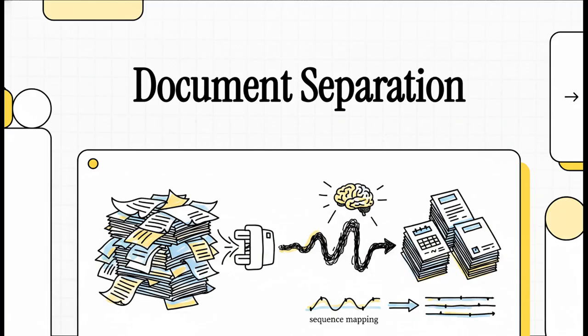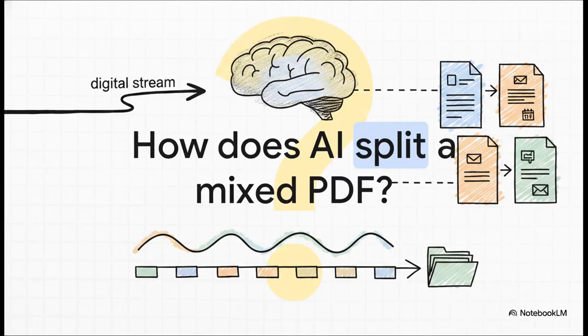We'll be focusing on a really elegant solution from the field of natural language processing, treating document separation as a sequence mapping problem. And to make this concrete, we're going to use a standard loan application as our prime example. Okay, let's dive into this. So how exactly does an AI take a continuous digital stream of images and figure out where one logical document ends and another begins? I mean, it sounds a bit like magic, right?